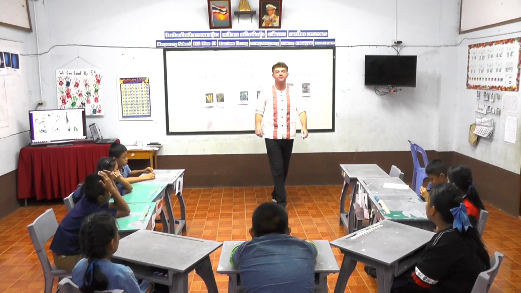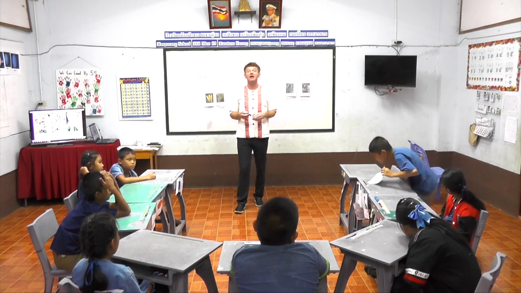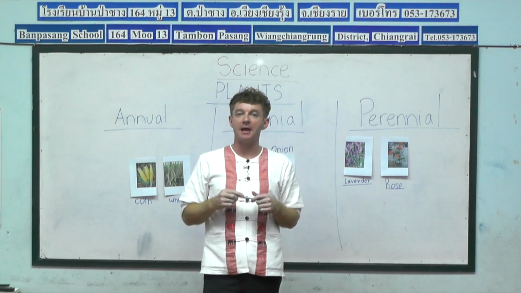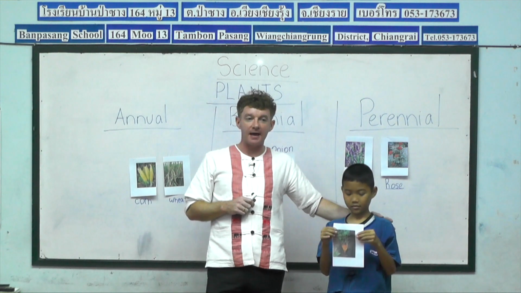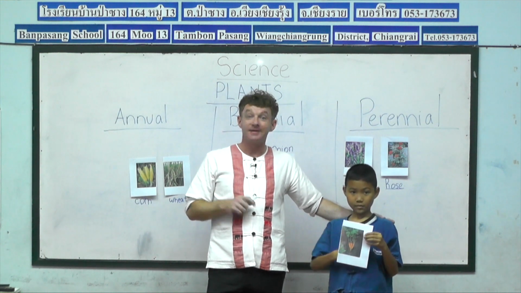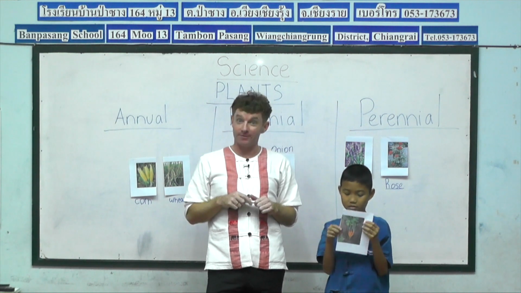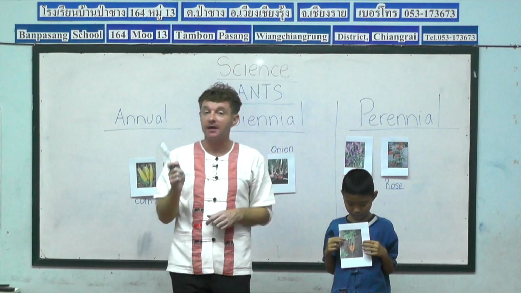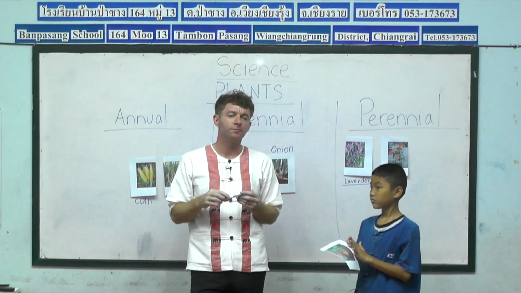And now, it's time for Bangpon to come forward and show us his flashcard picture. Let's see if we can guess what type of plant Bangpon has. Okay, so what can we see, guys? Carrot. How do you know they're carrots? What colour? Orange, yes. You can see the orange colour of the carrots.